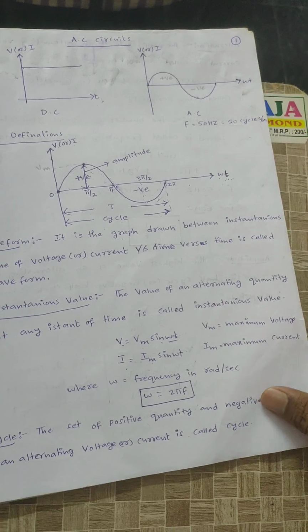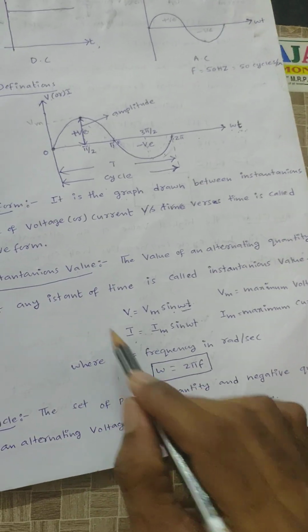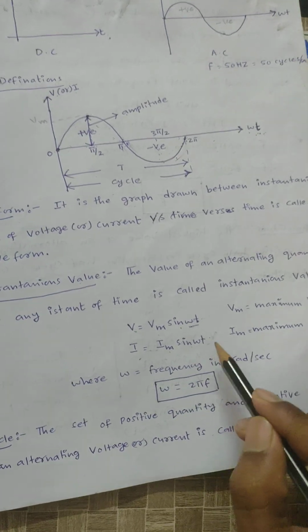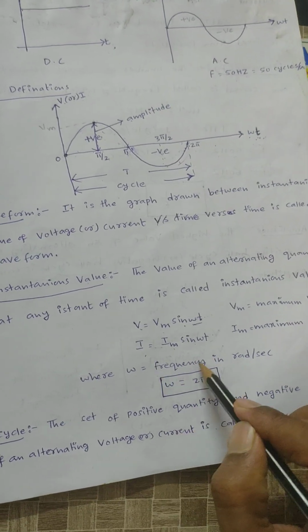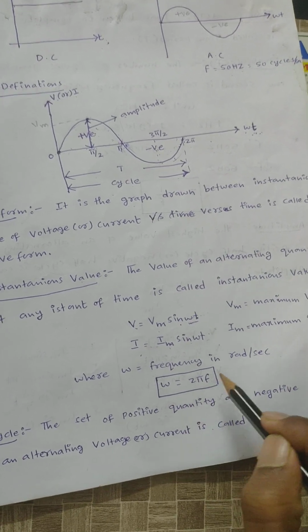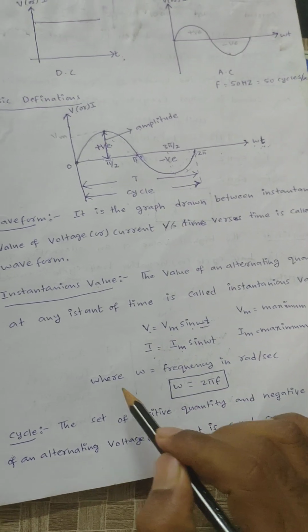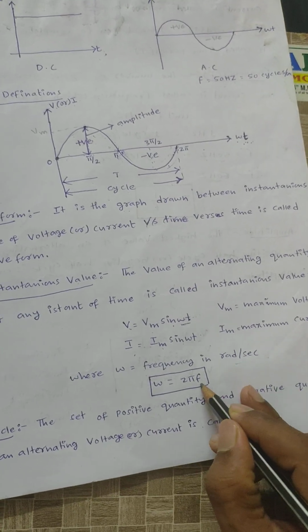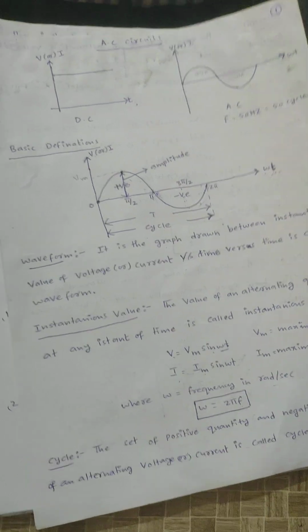Now see here, from the instantaneous value, sin omega t, omega is the angular frequency, where omega equals 2 pi f, where f is frequency and omega is angular frequency. The units of angular frequency will be radians per second, and the unit of frequency will be hertz.